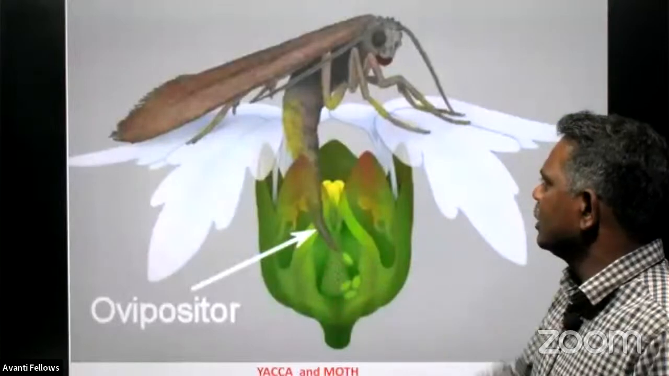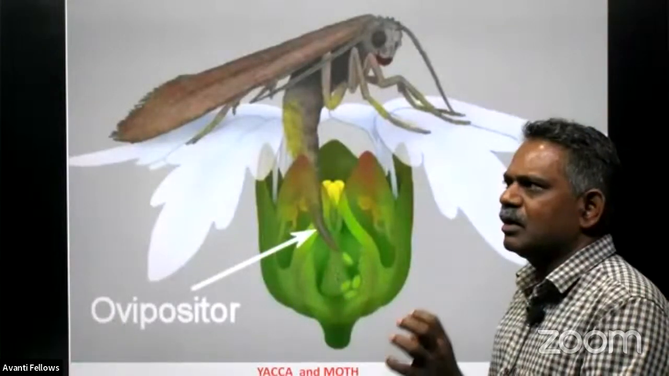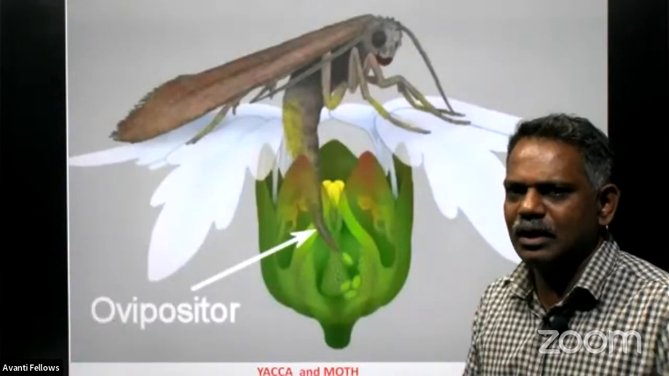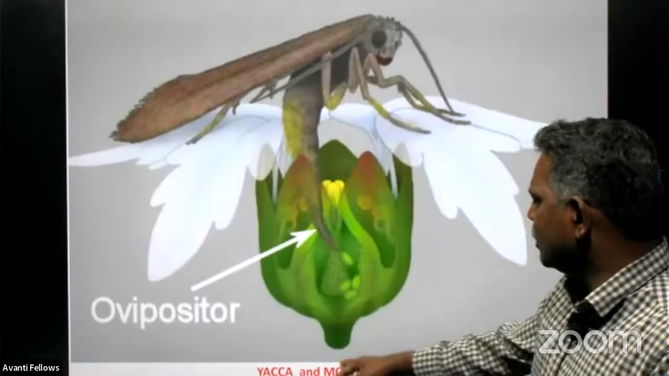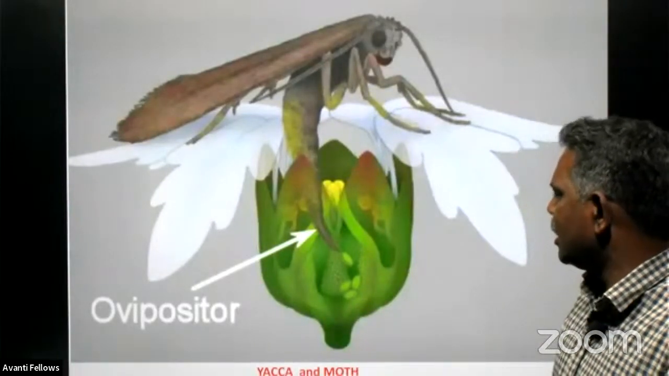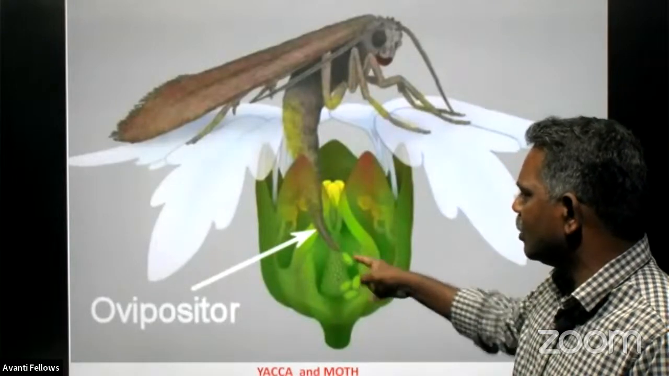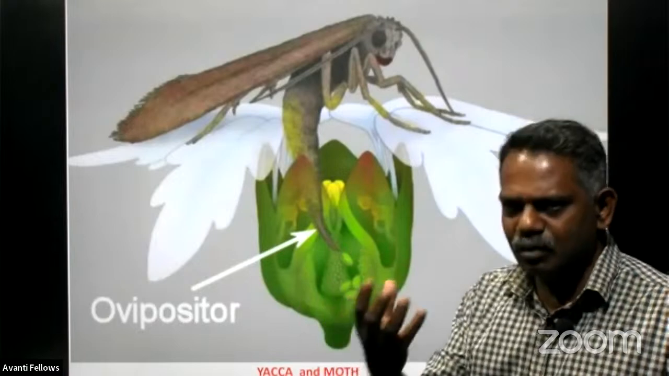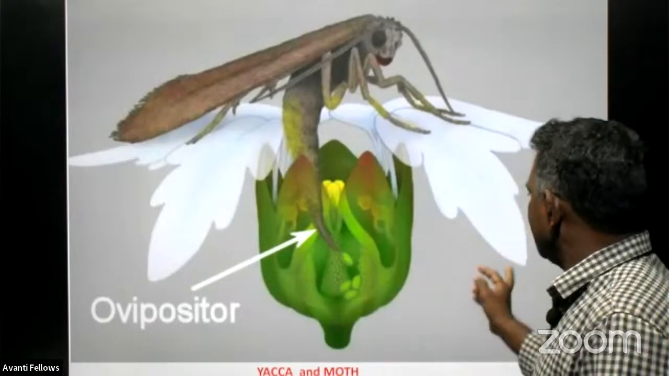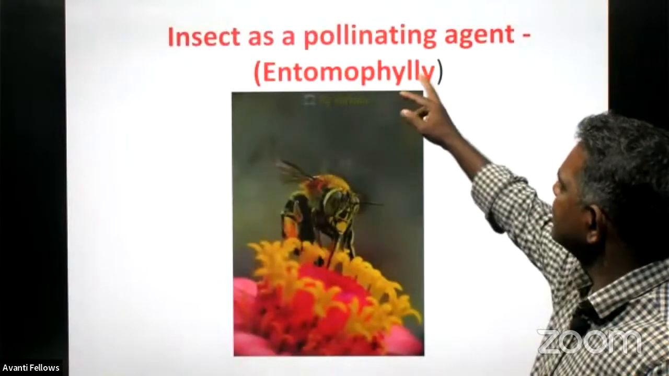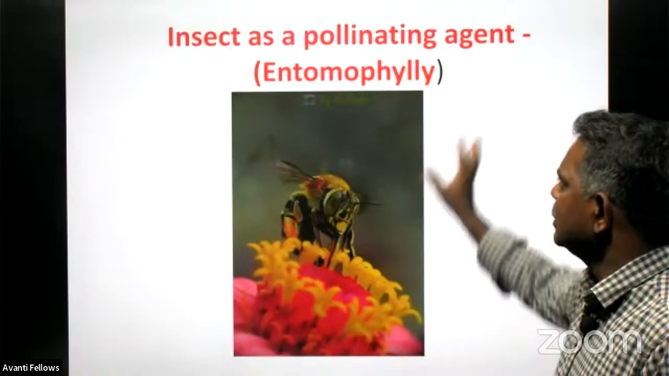It is not for the nectar or anything else. It is only for getting a suitable place to lay the eggs. And this is the relationship between the yucca and moth. And see, this moth is laying eggs in the locule. Locule means the compartment where the ovule is located. And this is the insect as a pollinating agent, that is entomophily.